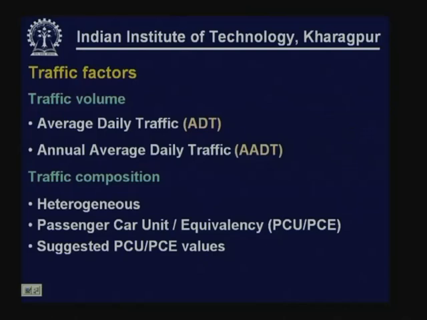We measure the traffic volume in two ways. One is called average daily traffic, we call it ADT. Another is annual average daily traffic, we call it AADT. Average daily traffic is the average of traffic volume counts over more than one day. For Indian conditions, Indian Roads Congress recommends that a 7-day traffic volume count should be done for all highway projects. So, in most cases, it is an average of a 7-day traffic volume count.